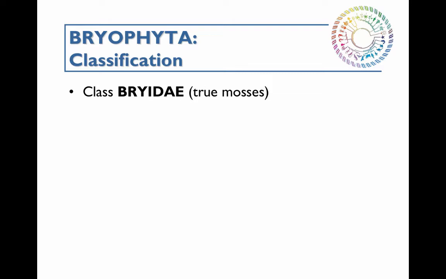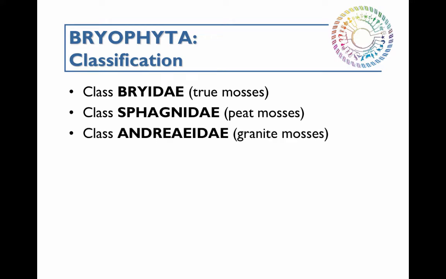But the other 2 classes are the Sphagnidae, which in English are known as the peat mosses, and the Andreidae, which are known in English as the granite mosses. Now, before I talk about the appearance of these 3 different classes, let me just explain what it is that unifies all these 3 classes as a single group, the Bryophyta.